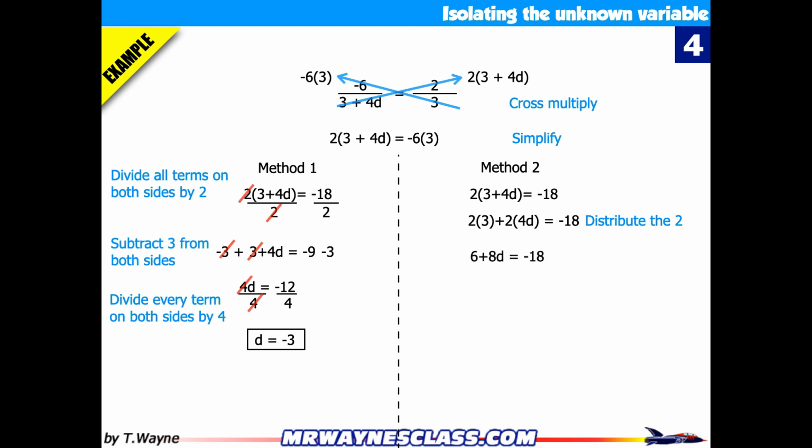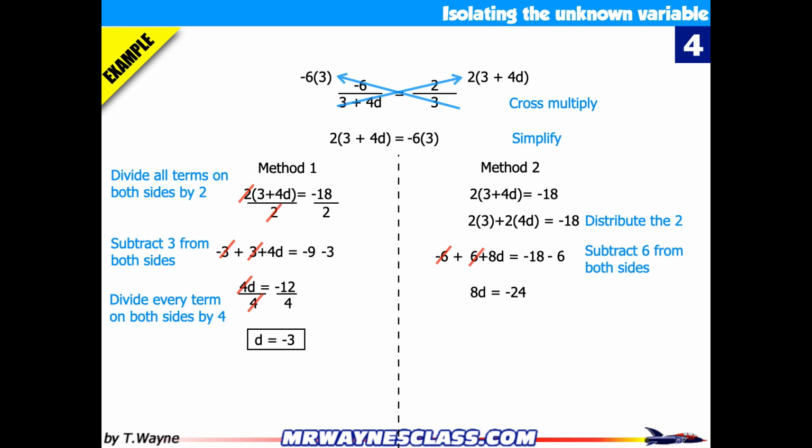Then I'll simplify this a little bit, and I'll subtract 6 from both sides, because remember, I'm trying to get d all by itself, and it's positive 6, so I'm going to subtract 6 from both sides. That's going to get rid of the 6 on the left. Great. Now I've got 8d is equal to negative 24.